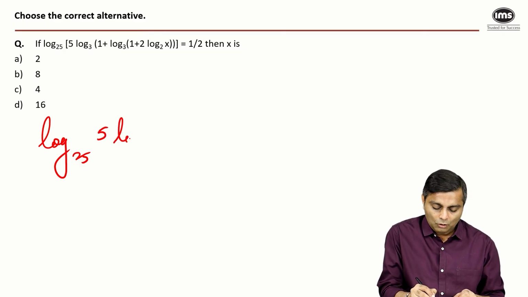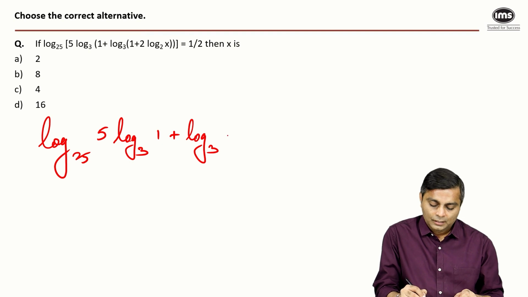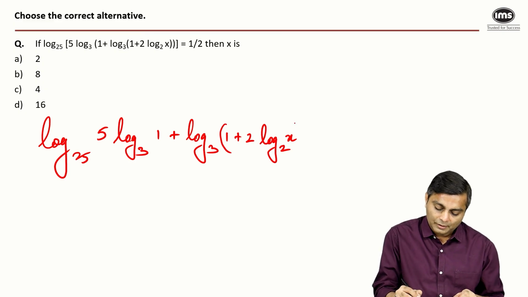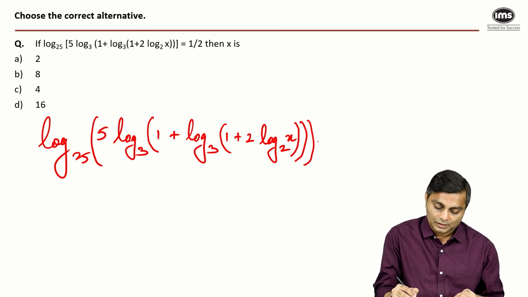5 times log of, this is 3, 1 plus log of base 3 again, 1 plus 2 times log of x to the base 2. Okay, and so basically this is where my first bracket comes. This is where my second bracket comes, and this is where my third bracket comes. This is equal to half, they've said.